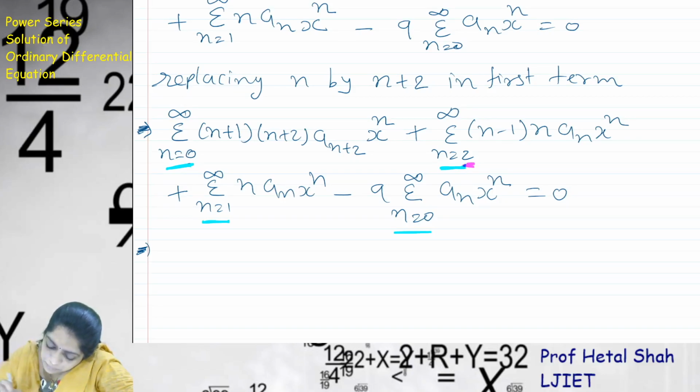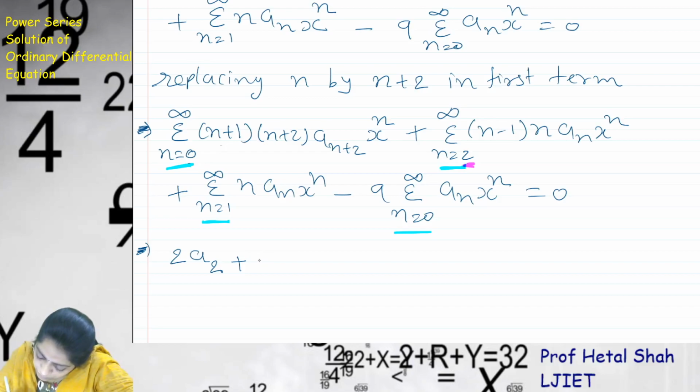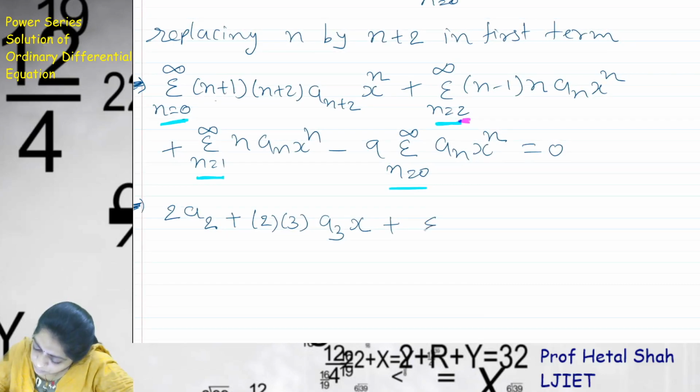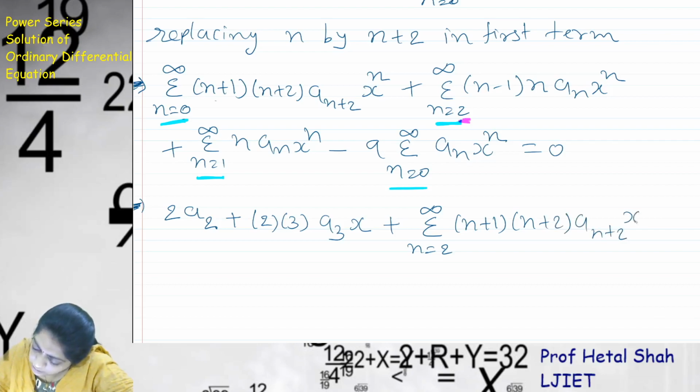For that, we put n equal to 0 and n equal to 1 in the first term. After putting n equal to 0 in the first term, we get 2a2. After putting n equal to 1 in the first term, we get 2 into 3 a3 x. Represent the remaining terms in the form of summation, that is sigma n from 2 to infinity (n plus 1)(n plus 2) a_(n+2) x to the power n.